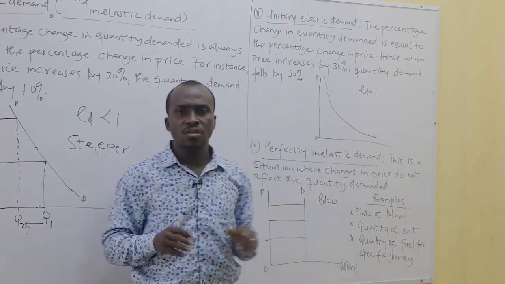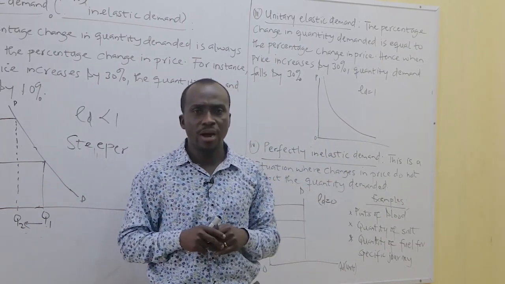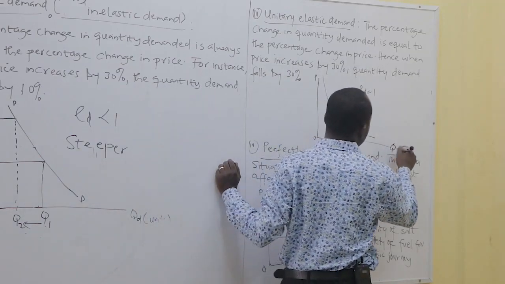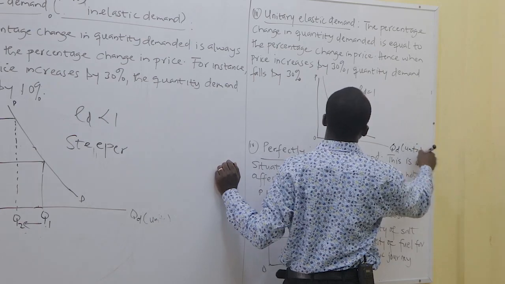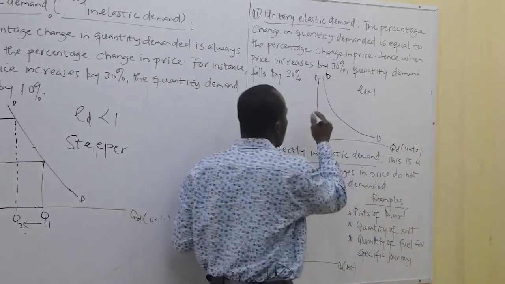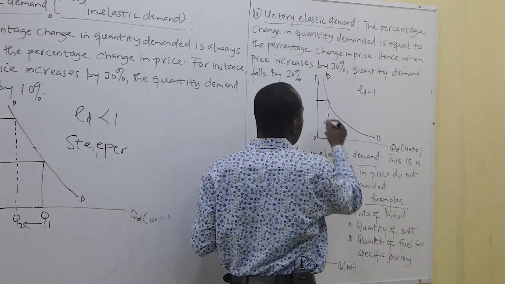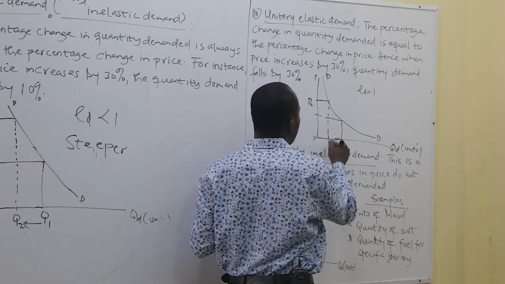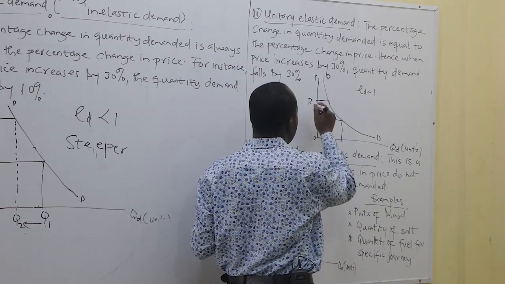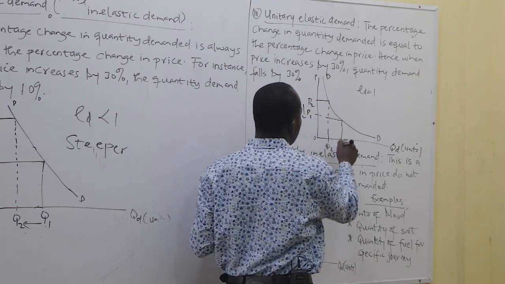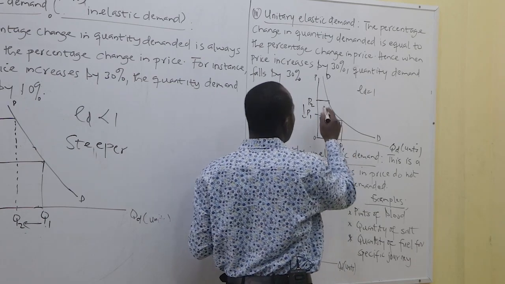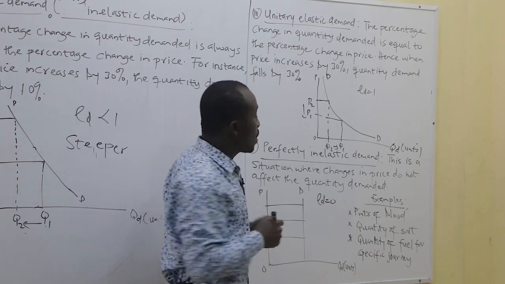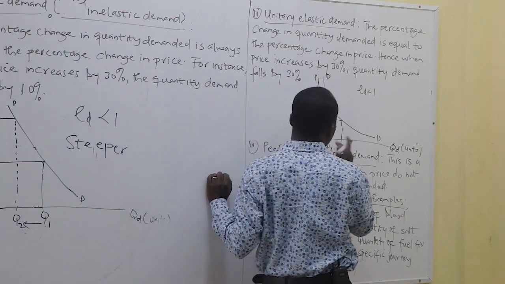In rare cases, only a few commodities behave that way, right? So if you look at the diagram here, we have quantity demanded, D here, this has 1 here, this has 1 here. So the change in price and the change in quantity demanded is the same, and elasticity is equal to 1.